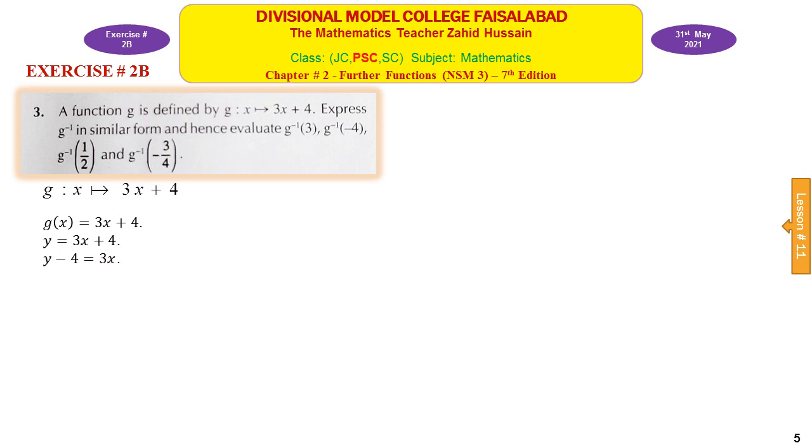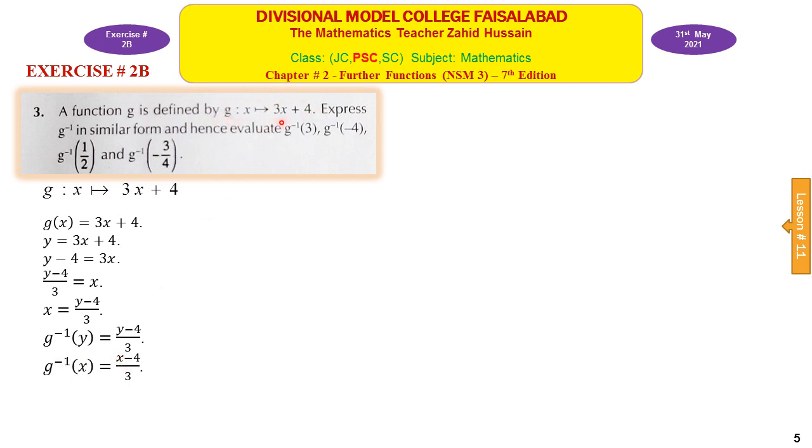Y minus 4 is equal to 3x, and y minus 4 over 3 is equal to x, or you can write x is equal to y minus 4 over 3. Now this x will be replaced by g inverse y equals y minus 4 over 3, and every y in this equation will be replaced by x. We get this inverse function. You are asked to express this inverse function in the same way.